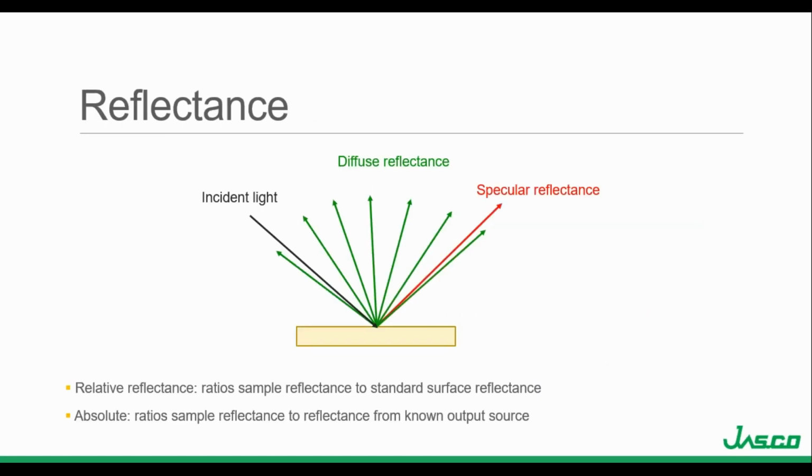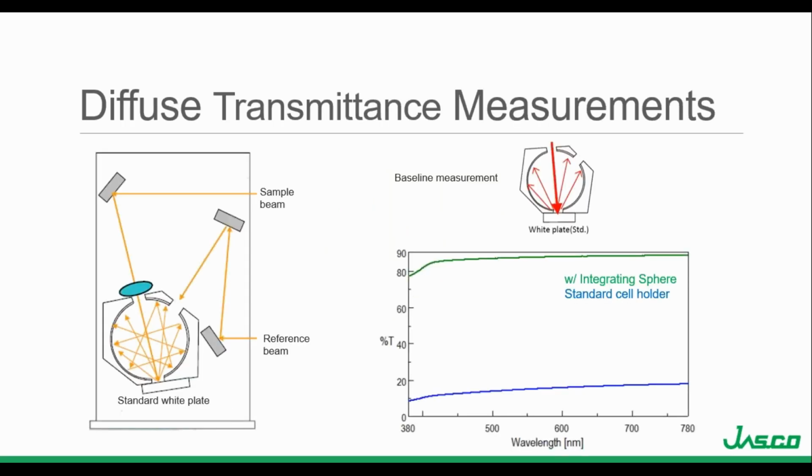As mentioned earlier, reflectance can be broken up into three parts: specular, diffuse, and total. These three components can further be measured as either the relative reflectance or the absolute reflectance. Relative reflectance measures the ratio of the light reflected from a sample to the light reflected off a reference surface, while absolute reflectance uses a light source of a known output as the reference to calculate the reflectance. In the following examples on integrating spheres, the relative reflectance is measured using a white standard plate as a reference.